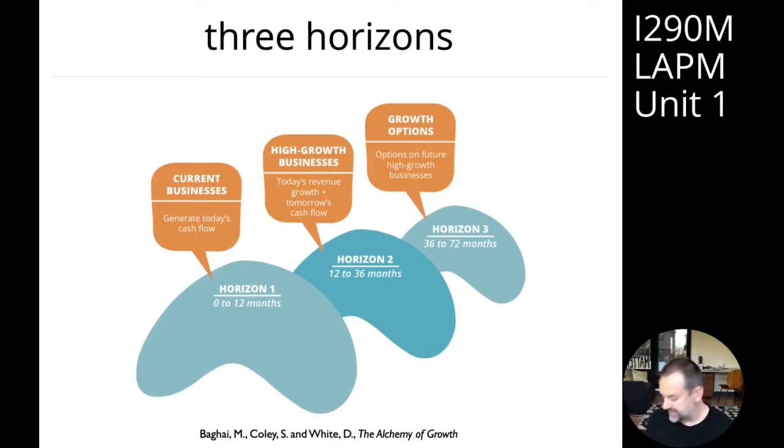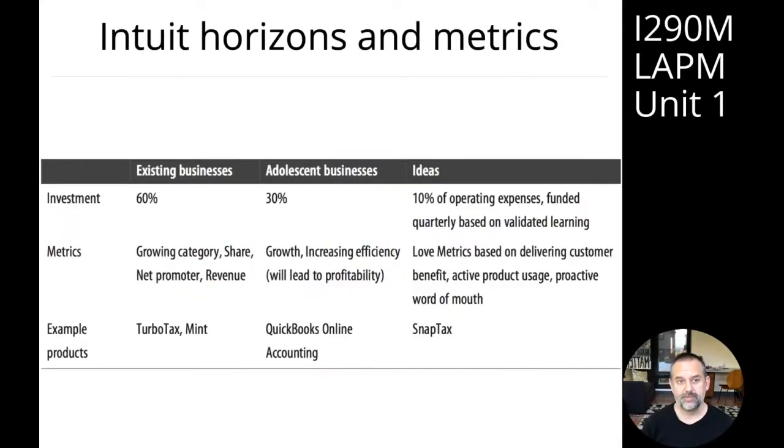One example is Intuit, and Intuit have talked about how they manage these 3 different horizons. They talk about their existing businesses, which are things like TurboTax and Mint, where those are mature products, they're widely adopted, and they're focusing on growing the category, they're focusing on market share, they're focusing on net promoter score for their customers, and of course revenue. And they will tend to invest about 60% of their money in those existing businesses.